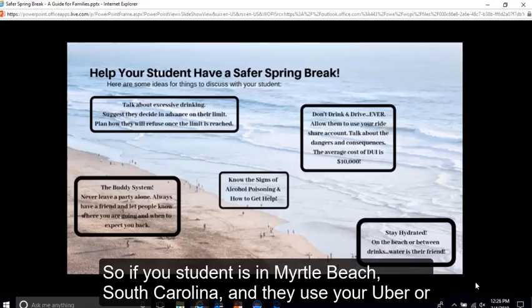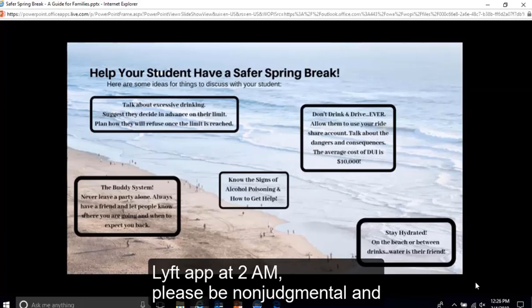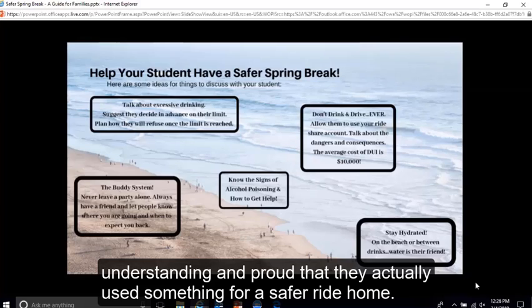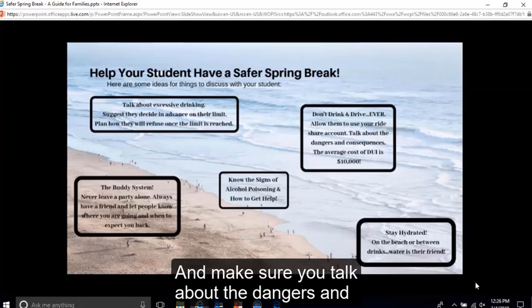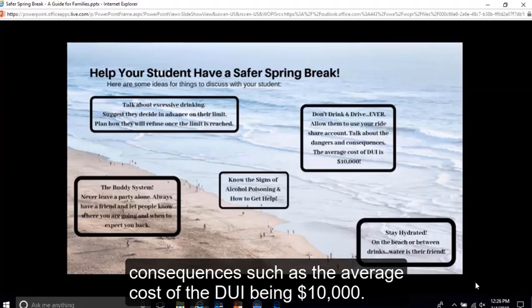So if your student is in Myrtle Beach, South Carolina, and they use your Uber or Lyft app at 2 a.m., please be non-judgmental and understanding and proud that they actually used something for a safer ride home. And make sure you talk about the dangers and consequences, such as the average cost of the DUI being $10,000.